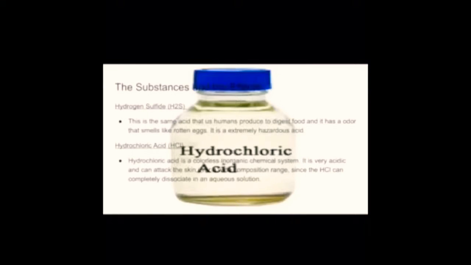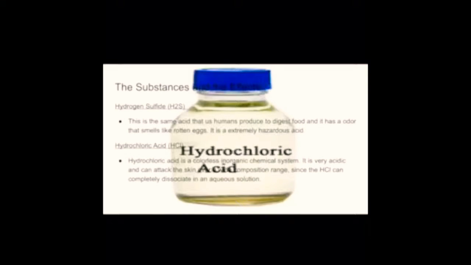The next thing that it produces is hydrogen sulfide. Now, hydrogen sulfide may seem like something you don't know, but really, it's something that we all use every day. It is the acid that is inside our human stomachs that helps us digest food. Now, you'll know when this is around because it has an odor like rotten eggs. It just smells terrible. And as you can tell by it digesting food, it's a pretty strong acid, so it's extremely hazardous, and you gotta stay away from it.